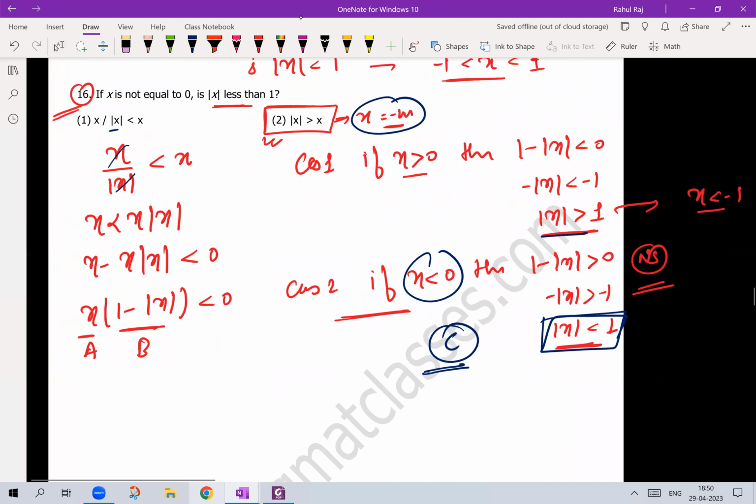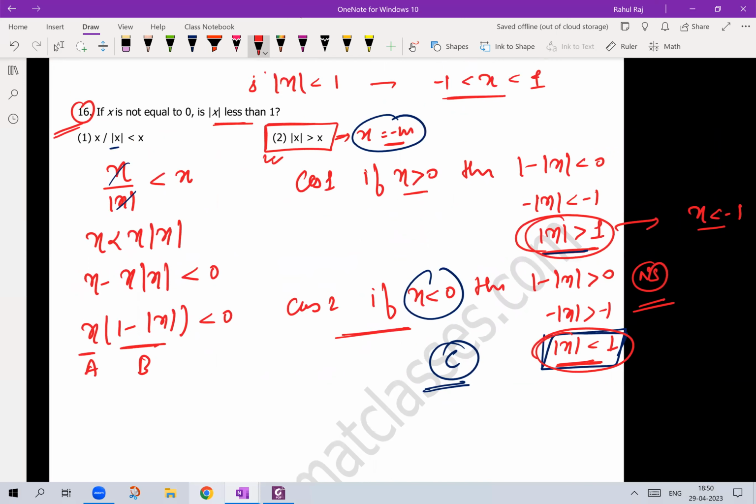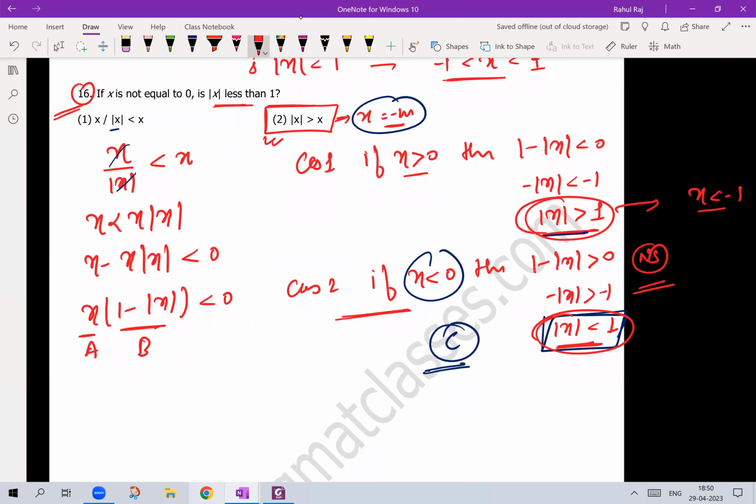Because I've got from statement number 1 mod x greater than 1 and mod x less than 1, I can say this is not sufficient. Option number 2 says x is negative. My question is, does x lie between negative 1 and 1? Not sufficient. And when I combine, option number 2 says x is negative, and option number 1 says x is positive also, negative also. So negative value, common term out, and for x negative, mod x is less than 1.